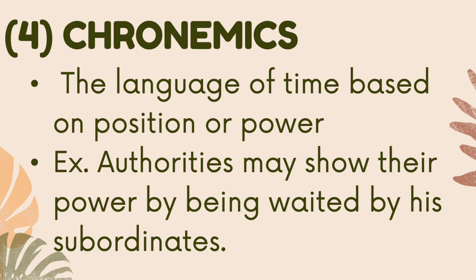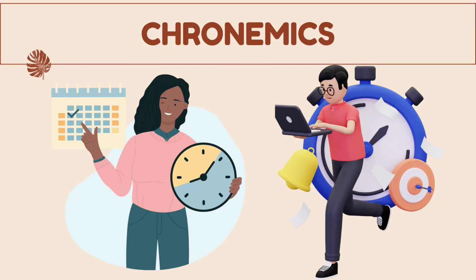Chronemics is a type of nonverbal communication that focuses on the use of time and communication. It involves understanding how people perceive, structure, and use time during interactions. Firstly, time perception varies across cultures and individuals. Certain cultures place importance on being punctual and perceive time as a limited resource, whereas others adopt a more relaxed approach. Secondly, wait time, or the amount of time individuals are willing to wait for a person or response, varies across cultures. Understanding and adapting to these differences is important for effective cross-cultural communication.